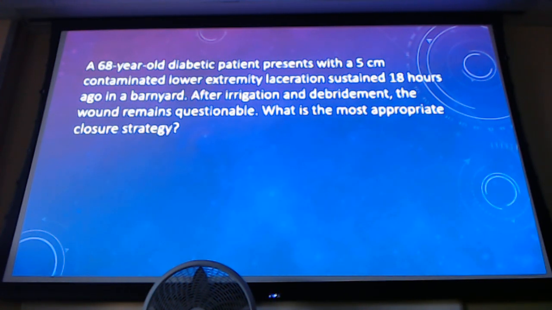All right. You have a 68-year-old diabetic patient with a 5-centimeter contaminated lower extremity laceration that was sustained 18 hours ago in the barnyard. After irrigation and debridement, the wound remains questionable. What is the most appropriate closure strategy? Secondary.